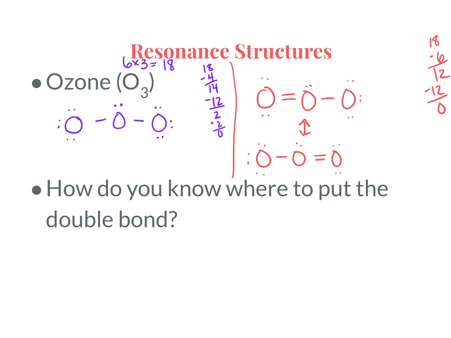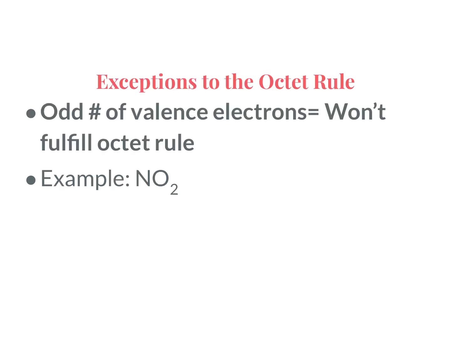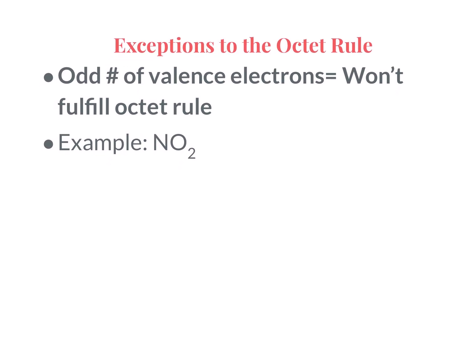No, it's not. The last thing we're going to talk about are just exceptions to the octet rule, the rule breakers. So we're going to talk about 3 rule breakers. The first one is if there's an odd number of valence electrons, you're not going to fulfill the octet rule. What number does the octet rule represent? Octet is 8, and is that an even or an odd number? Even. So if you have an odd number of valence electrons, are you ever going to get to an even number? No. Okay, so if you have this sort of situation, the octet rule has to be broken.